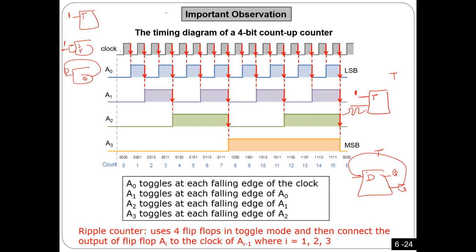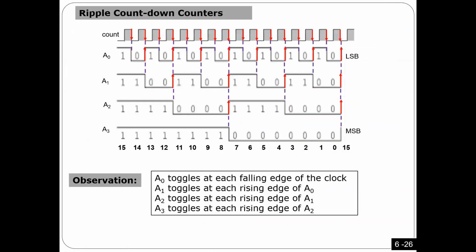What about if I want to make a count down? Very easy. Also, I'm going to have an observation here. This time I want to make a count down. So here, as you see, I want to start from number 15. After 15, I get 14, 13, 12, until 0. After 0 should be 15. So every clock, I'm going to count down, decrement by 1. Is that okay? So how can we do it?